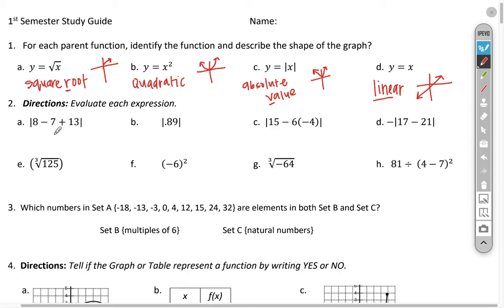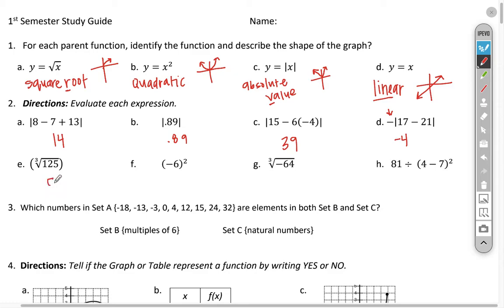So just make sure you're typing these in the calculator correctly and you'll get your right answer. So for A, we're going to have 14. For B, we're going to have 0.89. All the absolute value does is just mean it's the positive value, which this was already positive, so nothing changes. For C, we've got 39. For D, we're going to have -4. Now, the reason this one is negative outside of these absolute value lines is because we have a negative on the outside.